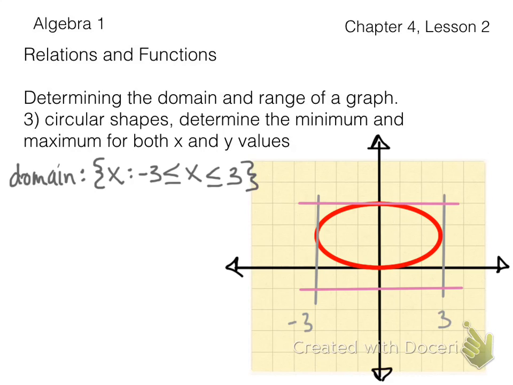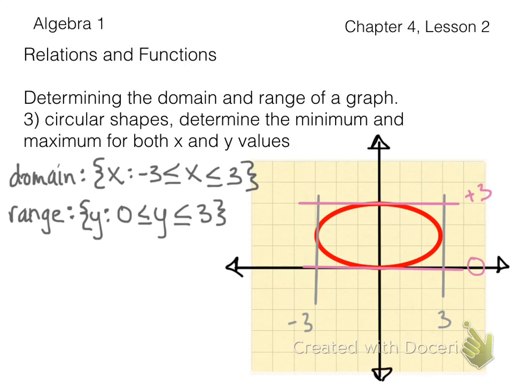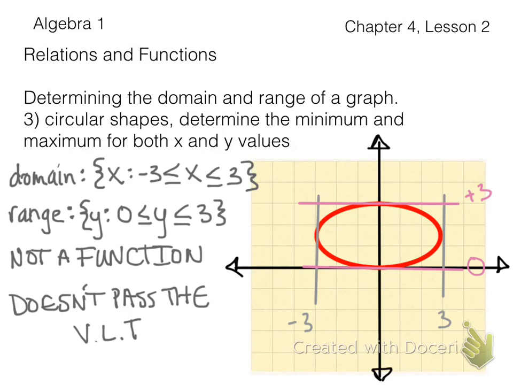So the y-axis taps out at 3. Oop, I have the line in the wrong spot. There we go. That's really where the circle ends. So it taps out at a +3 and ends at a 0. So this is the minimum and maximum of the circle and of the range. So the range is going to be y, where 0 is less than or equal to y, which is less than or equal to 3, because that's where it maxes out. It doesn't go any further. And we've already said it's not a function because it doesn't pass the vertical line test.